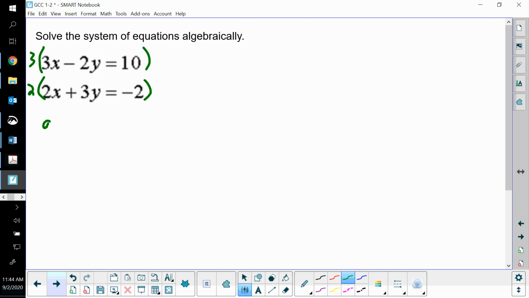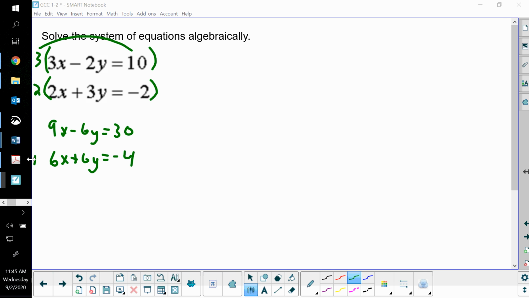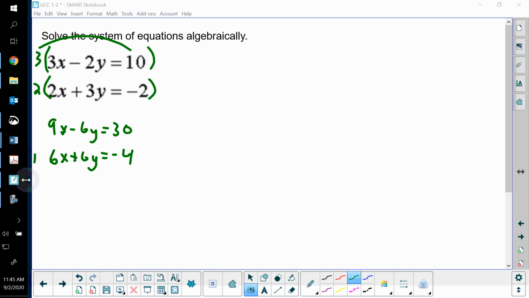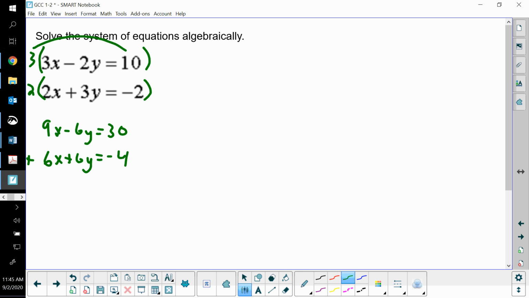So if we multiply the top, we'll get 9x minus 6y equals 30. One of the most common errors with this is people forget to multiply it to the right side. And we'll get 6x plus 6y is negative 4. We can add our equations together. This will give us 15x, the 6y, and the negative 6y.